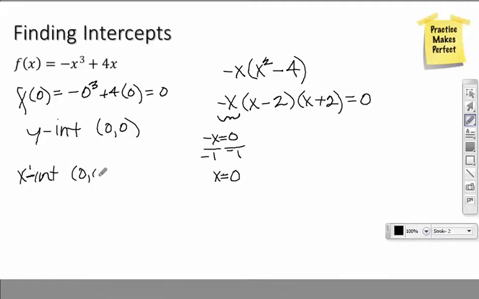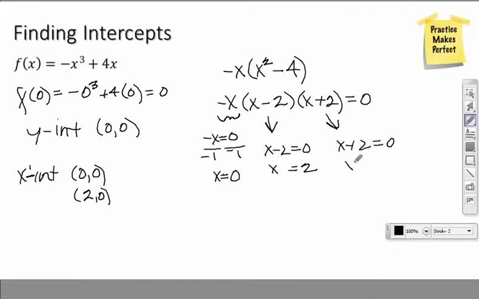X-intercept. So far I've got one at the origin, which we already knew by the y-intercept. Now I'm going to solve this. Set it equal to 0. Add 2 to both sides. I end up with x equals 2. Do the same thing with this last one. X plus 2 equals 0. Subtract 2 from both sides.